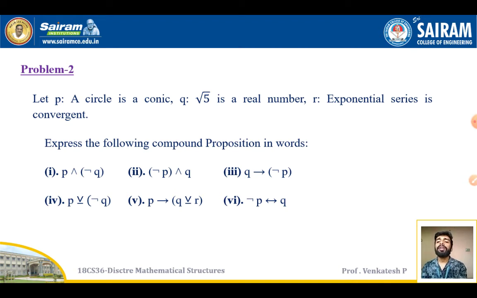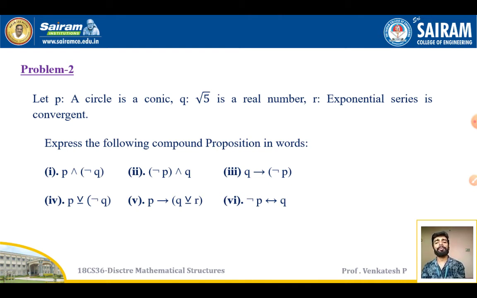Problem number 3. Let P be: it's a circle, it's a conic. Q is: root phi is a real number. R is: exponential series is convergent. So from these three statements, P, Q, R, I want to prove the following compound propositions.